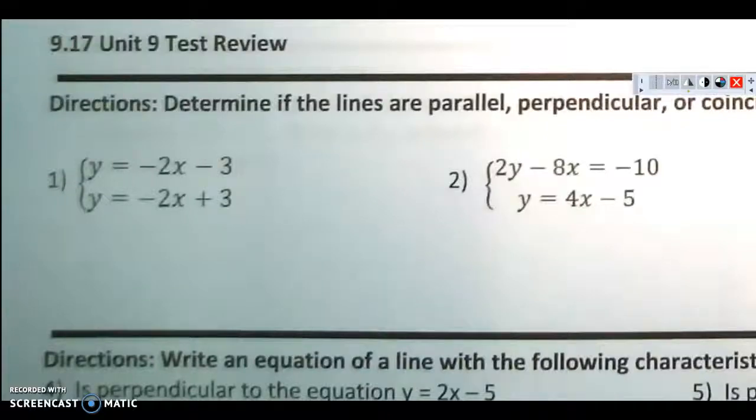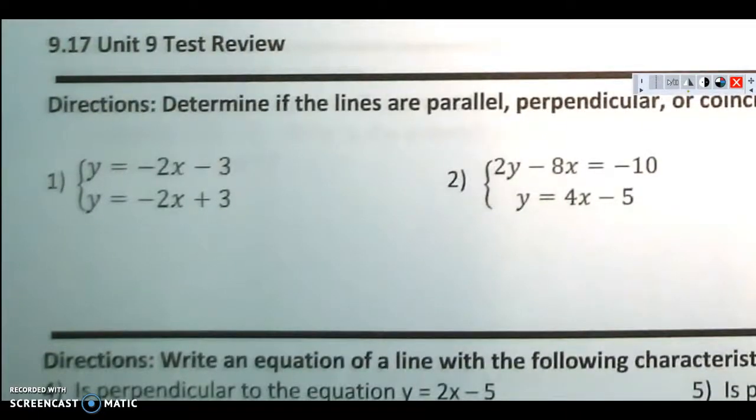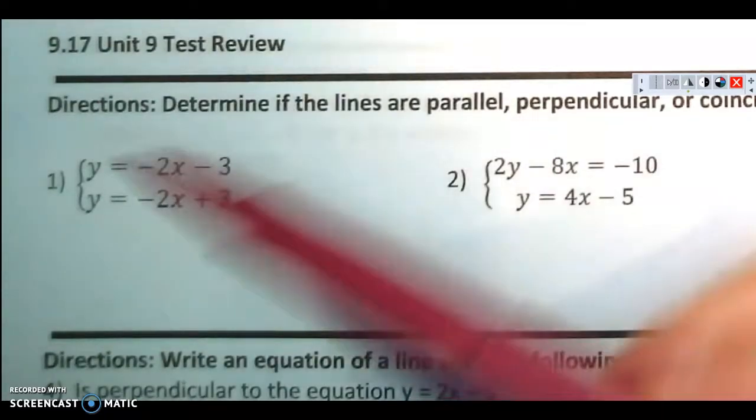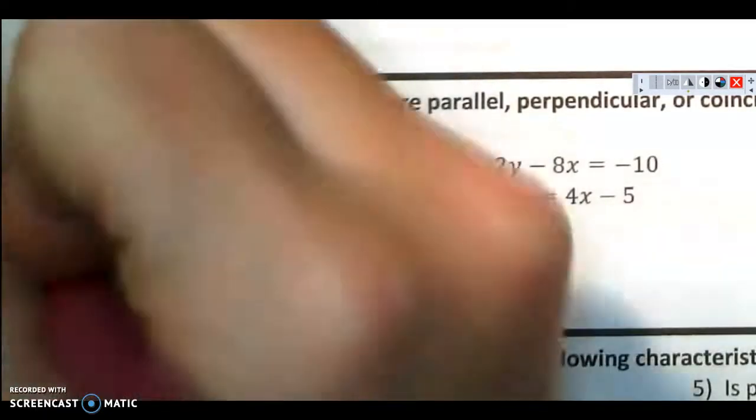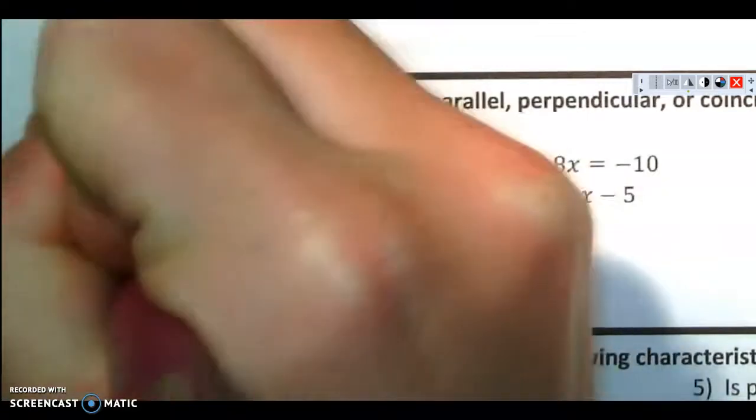Hey guys, the directions for the first section tell us to determine if the lines are parallel, perpendicular, or coincidental. To do this, we're going to have to look at their slopes and figure out whether they're the same, opposite reciprocals, or neither. In this situation, it looks like the slopes of both of these lines are -2. If the slopes are the same, then the lines are parallel.